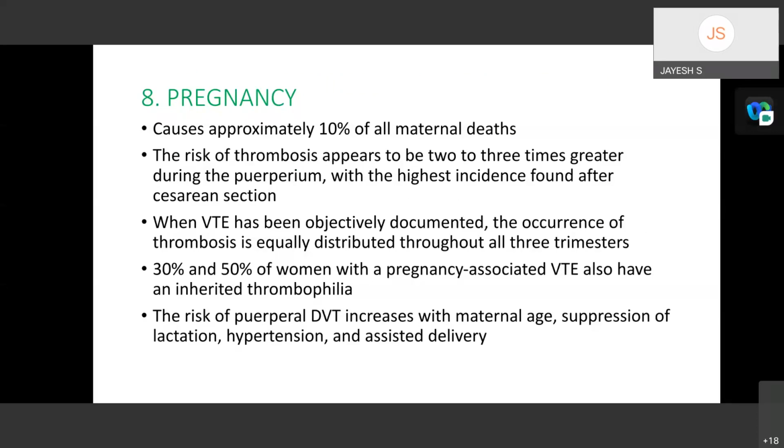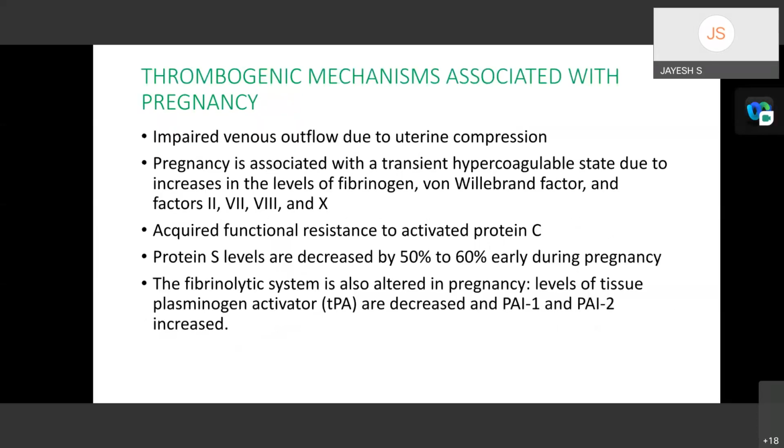When venous thromboembolism is objectively documented, it is noted that the occurrence of thrombosis is the same through all the trimesters. And 30 to 50% of the patients having venous thromboembolism in pregnancy would have an inherited thrombophilia. The risk of peripheral DVT increases with maternal age, suppression of lactation, hypertension, and assisted delivery. The thrombogenic mechanisms associated with pregnancy include impaired venous outflow due to uterine compression.